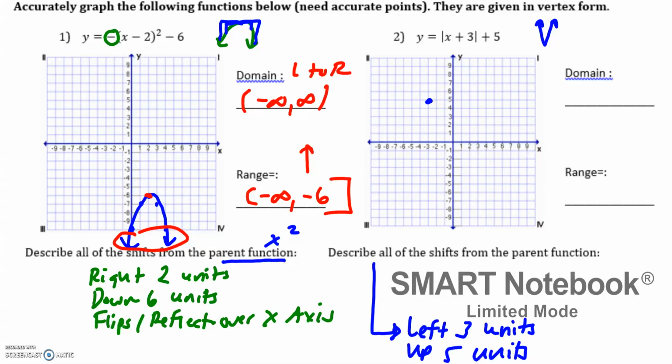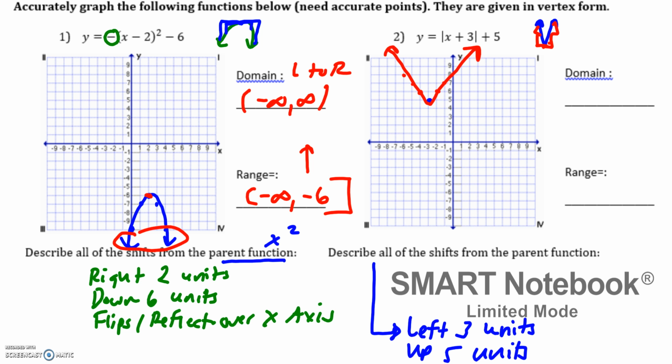And then because my shape is a V, my pattern from the vertex is over 1, up 1, over 1, up 1, over 1, up 1, over 1, up 1. So from here, over 1, up 1, and we make nice straight lines. So my shape would look like this.